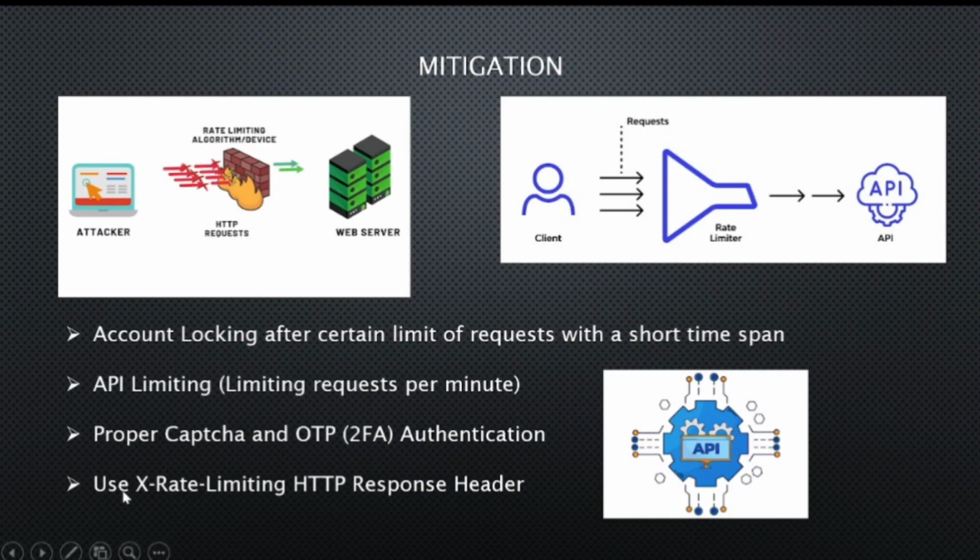The last mitigation method is to use the X rate limiting HTTP response header. This is a response header which helps prevent abuse, because it can be given a value of some requests per second or requests per minute from the web server, and based on the value the browser will fix the amount of requests that can be sent from our browser.